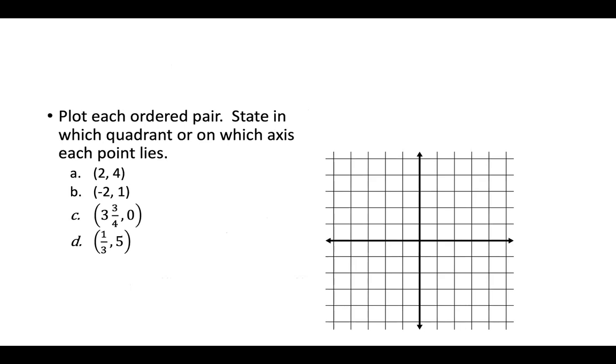So our first example is going to be to plot each ordered pair and then to state in which quadrant or on which axis each point lies. So that's something I should mention. When a point lies on one of the axes, we say that it does not belong to any of the four quadrants. Switching over to the tablet.